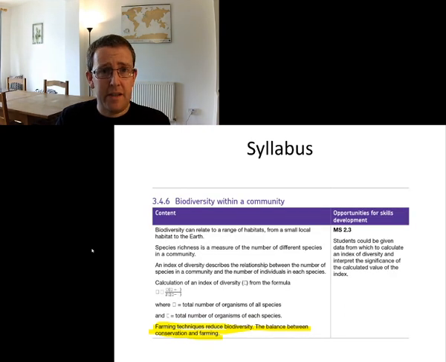So, this is the part of the syllabus we're working our way through. We're especially focusing on the bit highlighted in yellow at the bottom, the balance between human uses of land and environment, particularly agriculture, and conservation, the need for conservation. All the stuff above there we have already covered in previous videos.